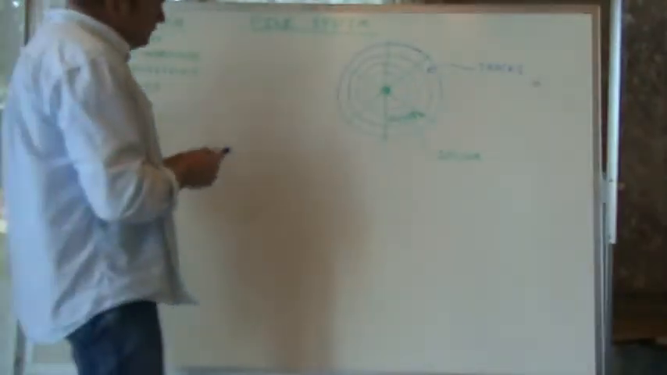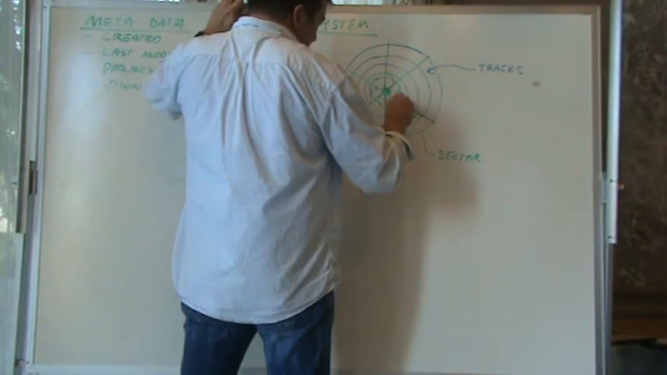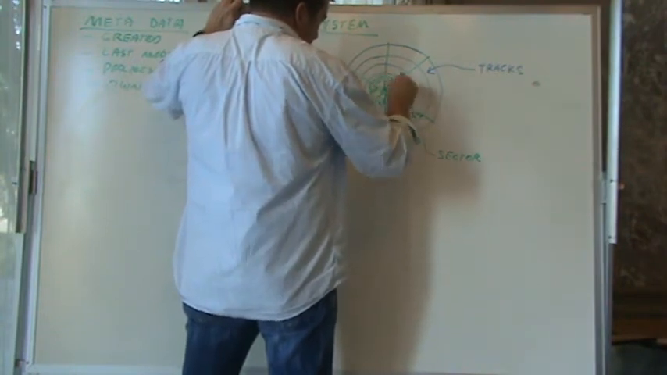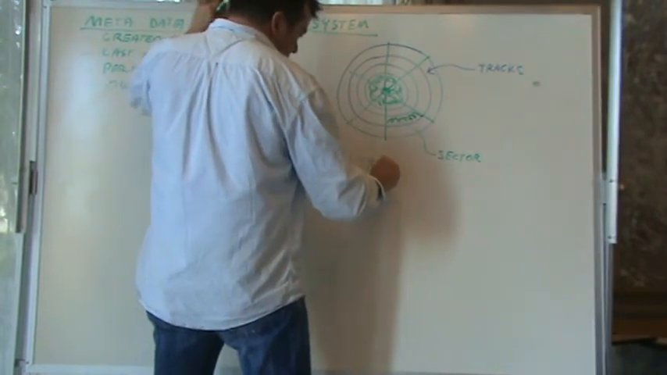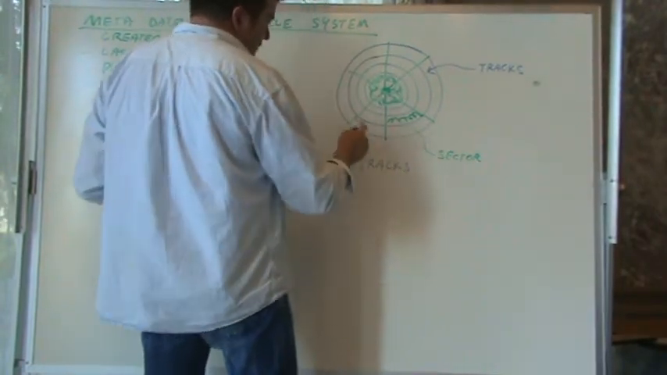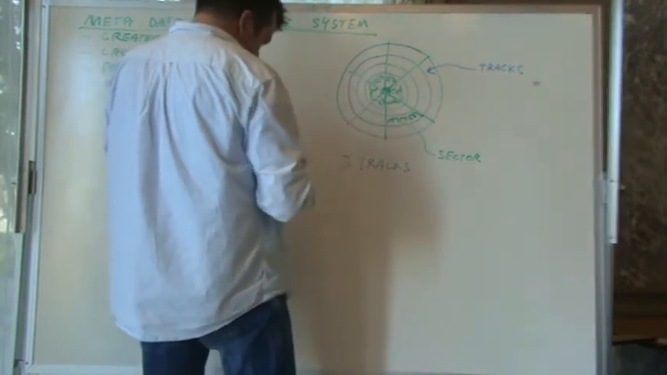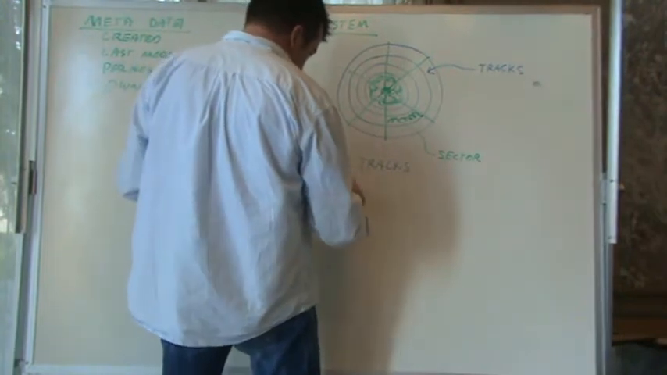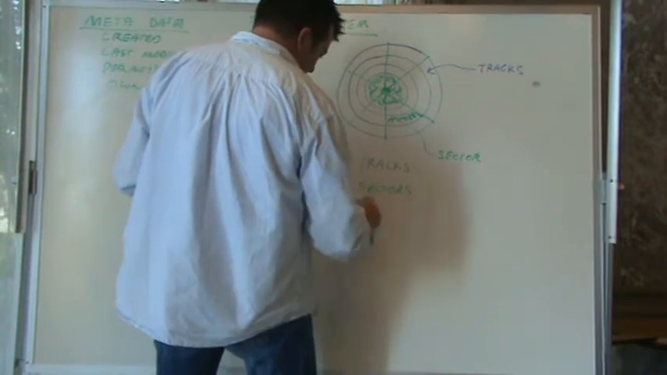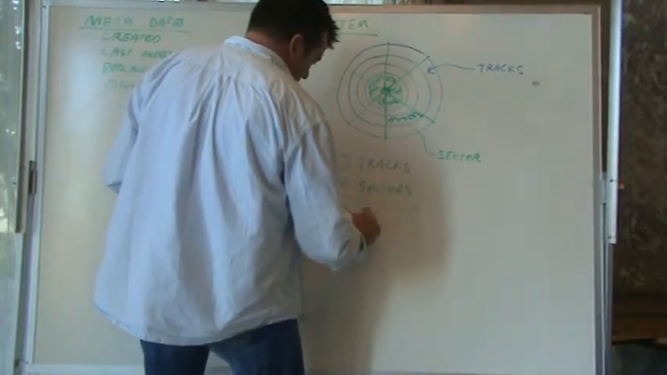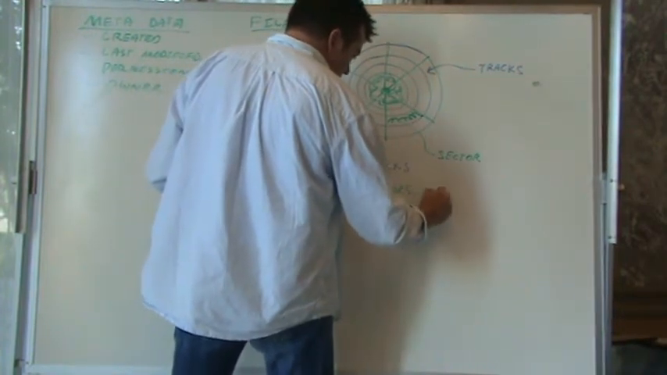So in this example, let's say this is dead area in here. So this is a disk with three tracks. And each track has 1, 2, 3, 4, 5, 6 sectors. Each track has 6 sectors. And in this particular example, there would be a total of 18 sectors. So it's 6 sectors per track.